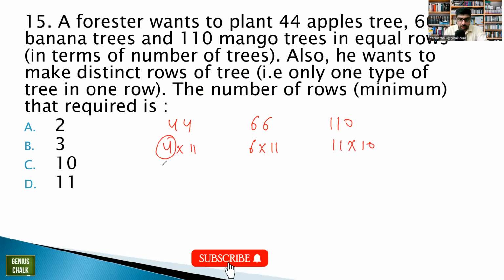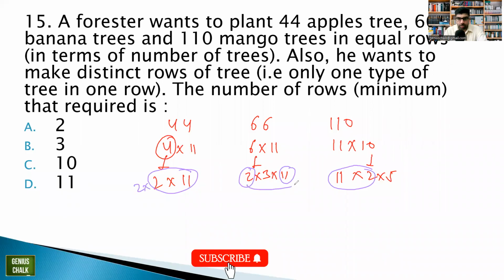But you can see that in 4 we have 2 also, 2 square. In this we have 2 into 3 into 11. In this we have 2 into 5 into 11. So which number is present in all? You can see that 2 into 11 is present in all. Here also I can write it 2 into 2 into 11, as 2 square can be written like this. So 2 into 11, that means 22 is my HCF, guys.